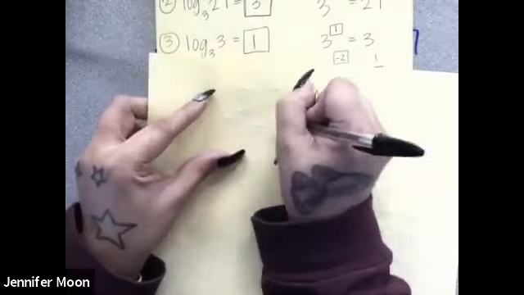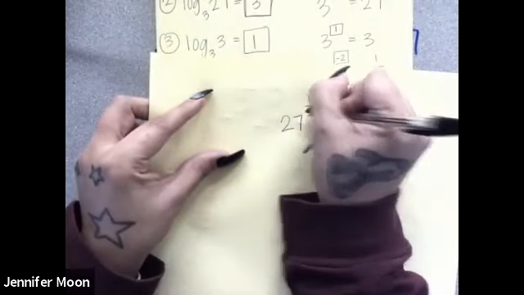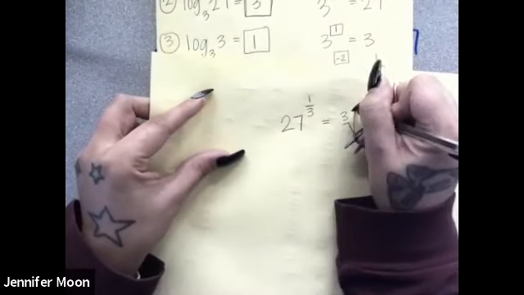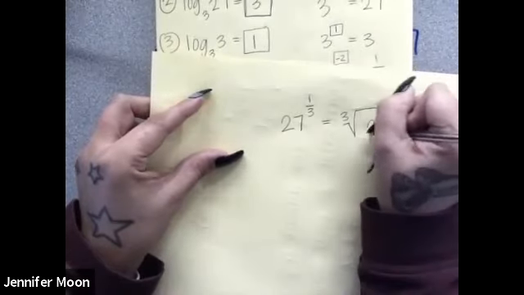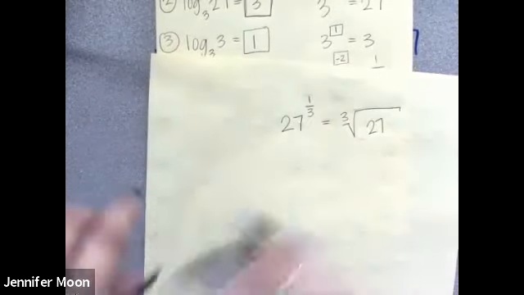So if we have 27 raised to the 1/3 power, my denominator is my root.